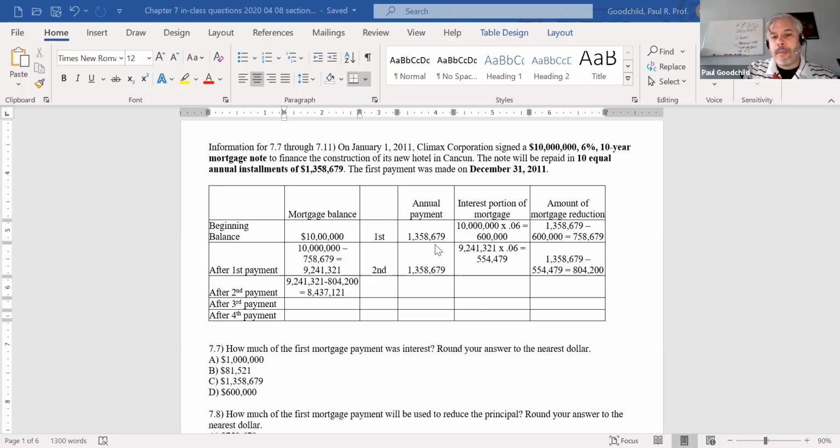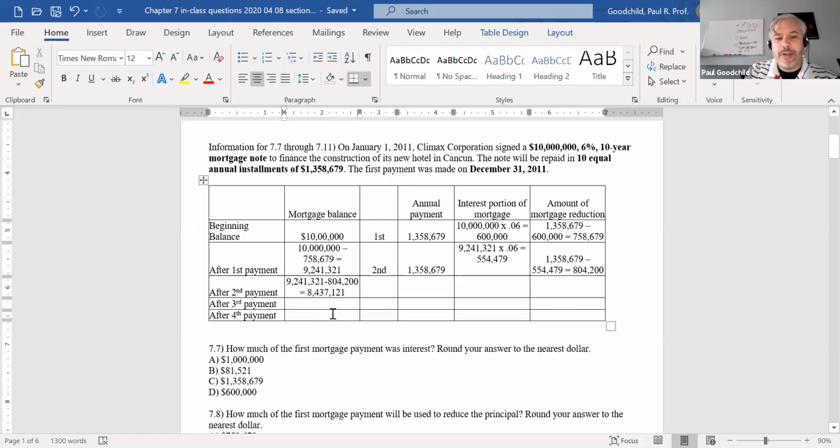And so the second part is, there's a second question that asks, why would the interest portion of the mortgage get subtracted from the annual payment? So a portion of the payment is going to be applied to interest, and a portion of it is going to reduce the mortgage payment.